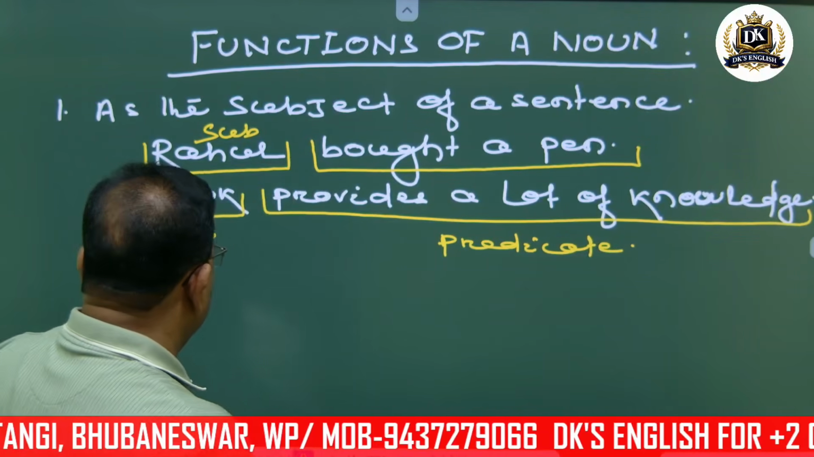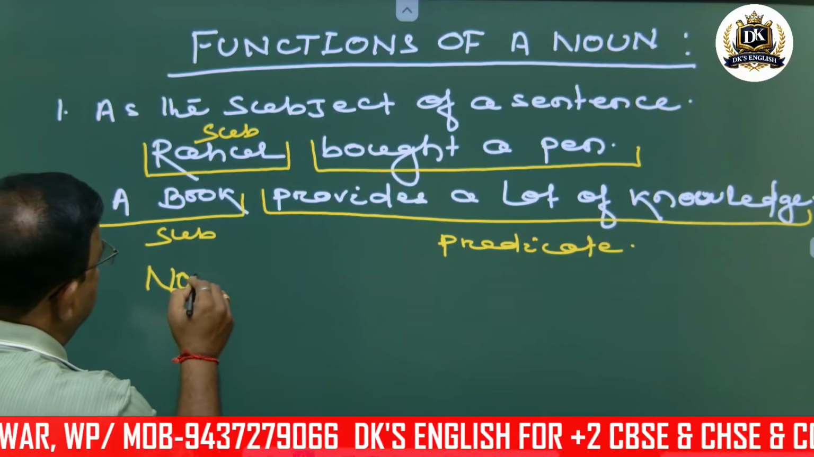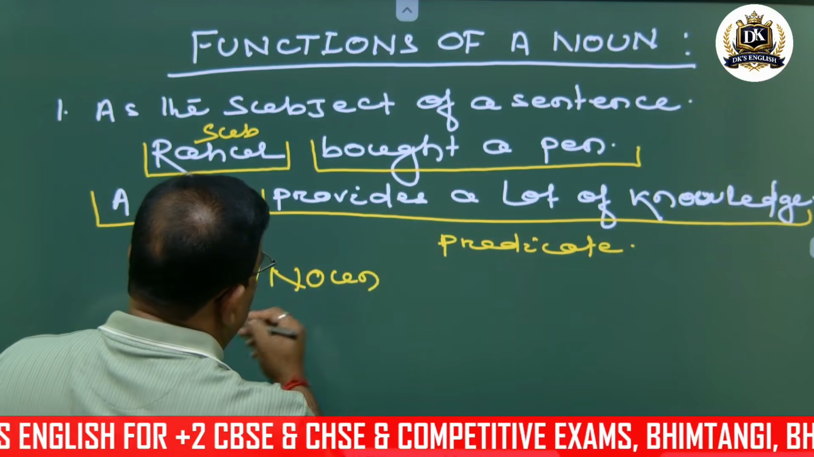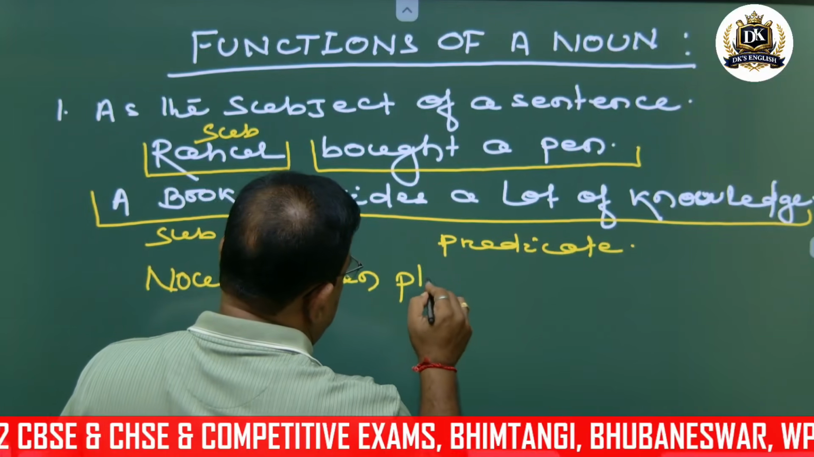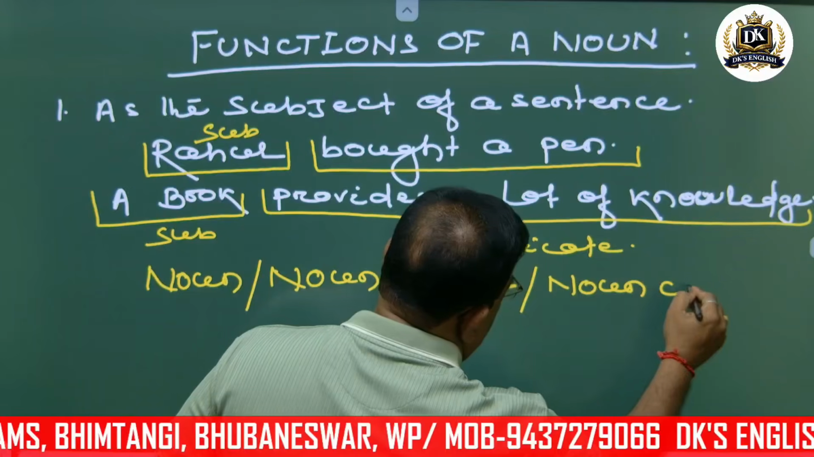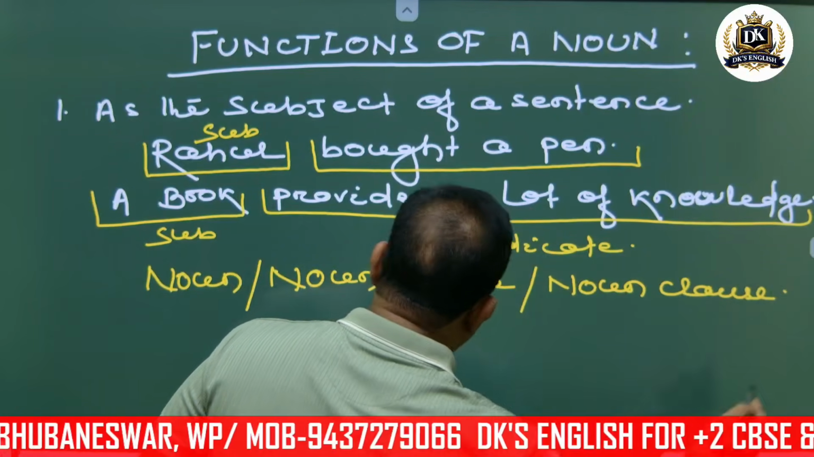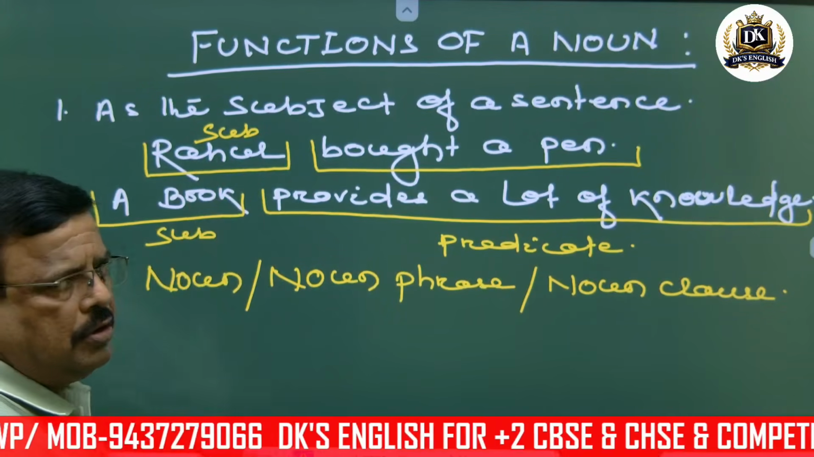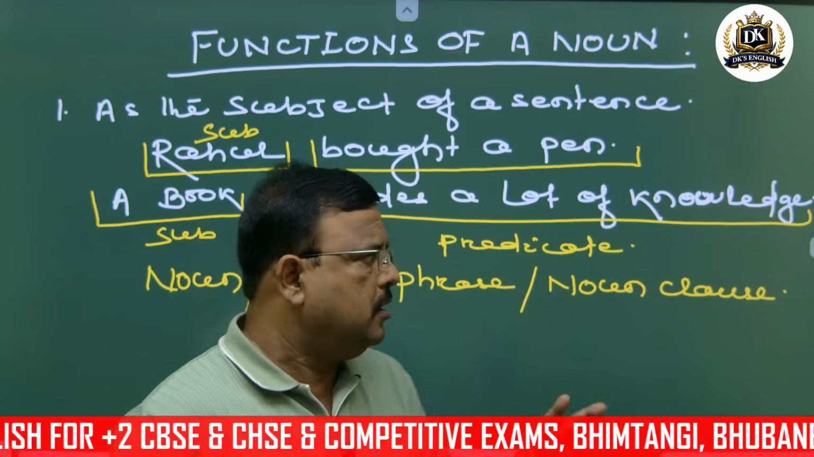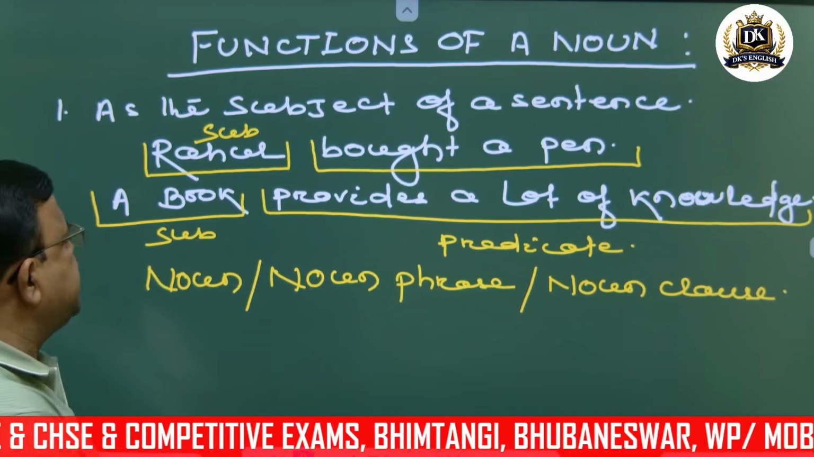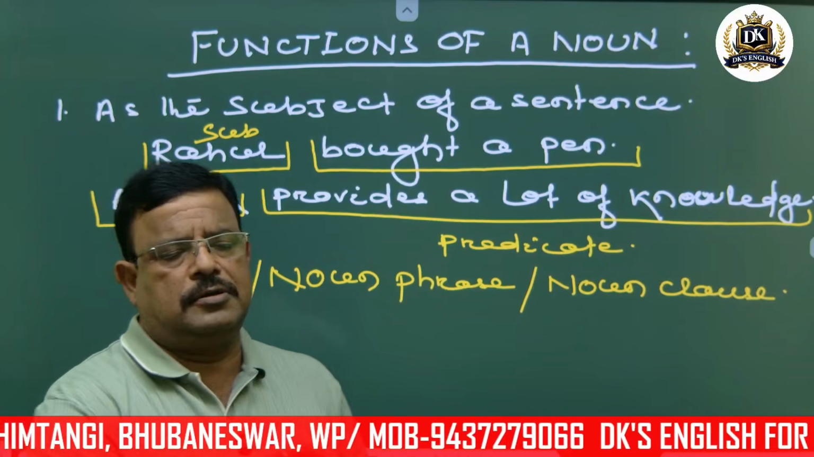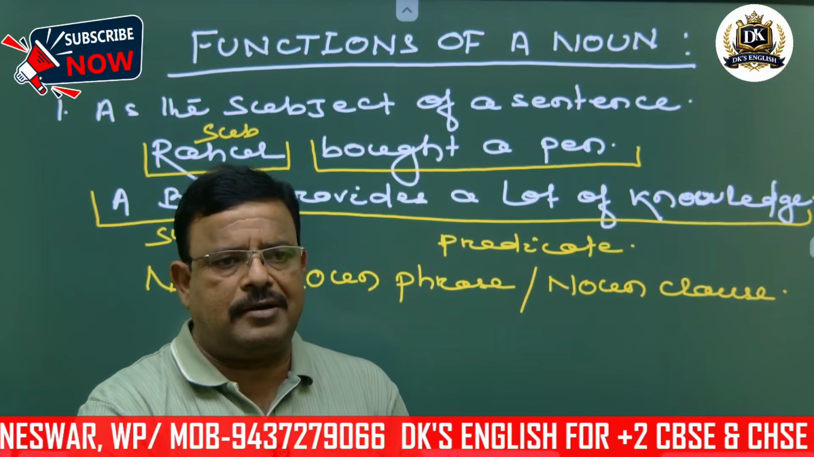So this thing I can say is either a noun, or one noun phrase, or I can say a noun clause. Suppose Rahul, here it is the name of a particular boy, one word. Then I say this is a noun. But here I say a book. I can write a story book. I can write a tall man.